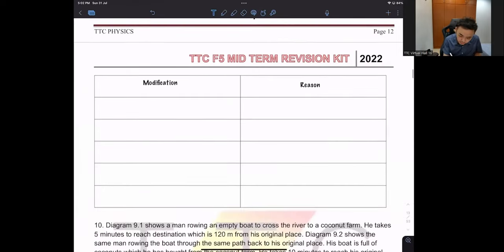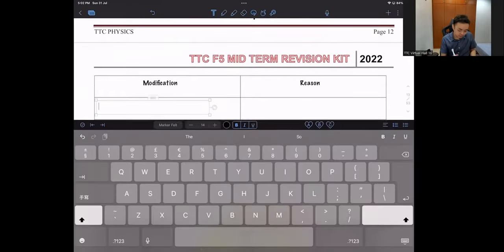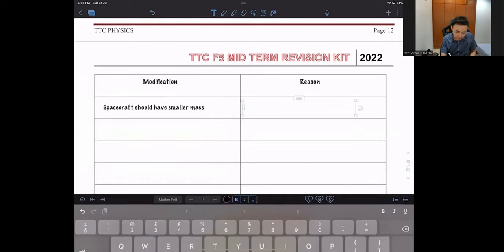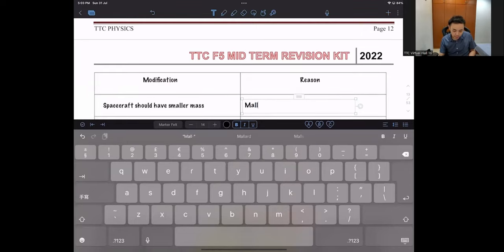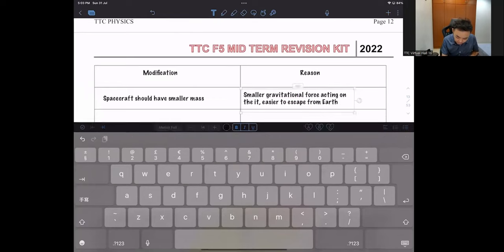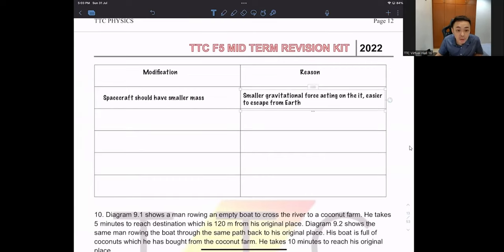So, reason. Number one, the spacecraft should have lower mass. All right, why? Because you get smaller gravitational force acting on it, easier to escape from Earth. Okay. And saying faster is correct, but this is a better answer.